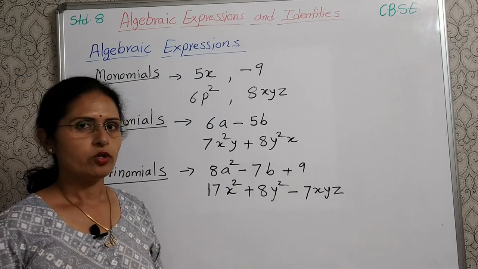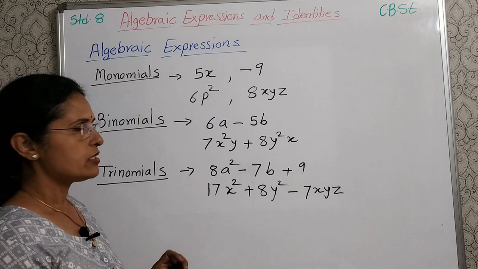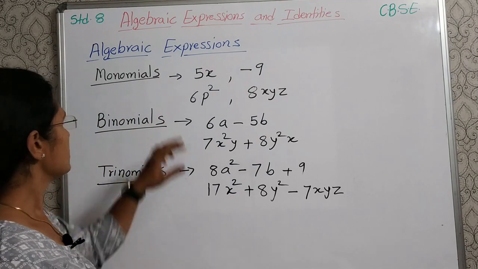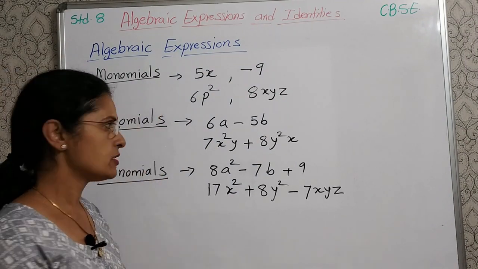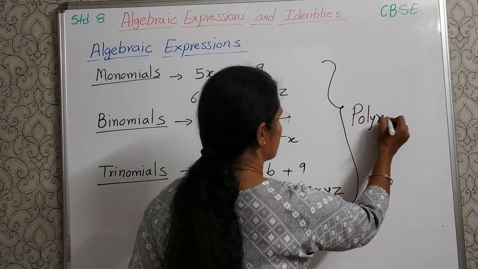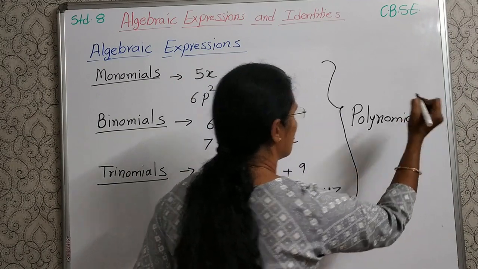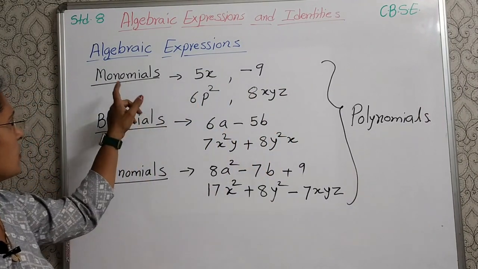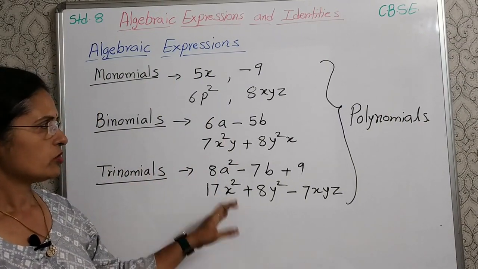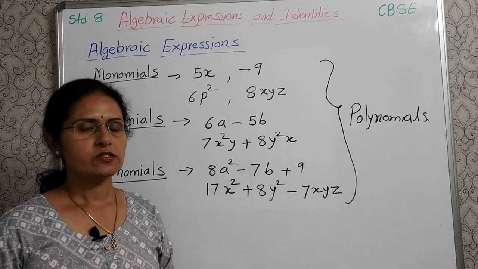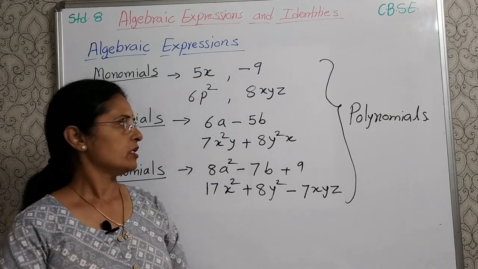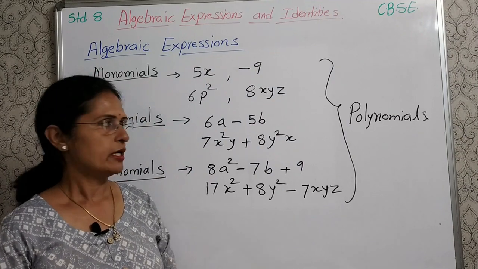Now, what are polynomials? Polynomial is an algebraic expression which contains one or more than one terms. It means all these monomials, binomials, trinomials are polynomials. Polynomials contain monomials, and they also contain binomials and trinomials. So polynomials are the algebraic expressions which contain one or more than one terms. It can be 5 terms also, it can be 7 terms, that is a polynomial.